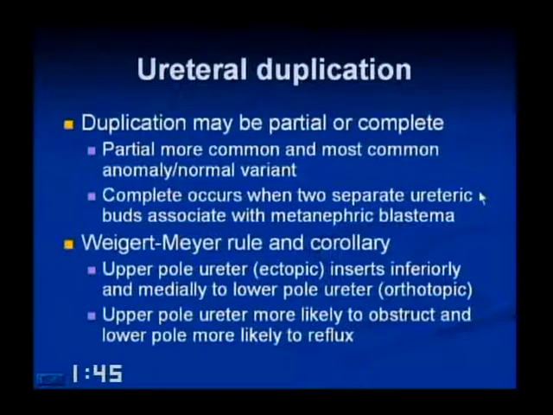It states that in a complete duplication, the upper pole ureter inserts inferiorly and medially to the lower pole ureter. The lower pole ureter is the orthotopic ureter, the ureter that is located in a normal position. This upper pole ureter is more likely to obstruct, and the lower pole ureter is more likely to reflux. And the reason that this ureter is more likely to reflux is that the submucosal and intramuscular tunnel of the lower pole ureter is not quite as long as it should be.